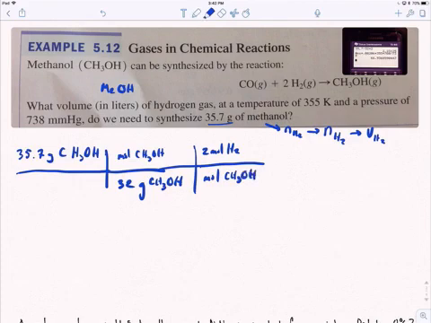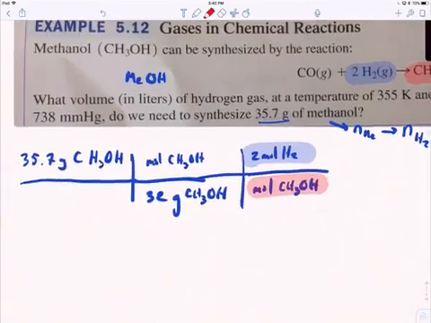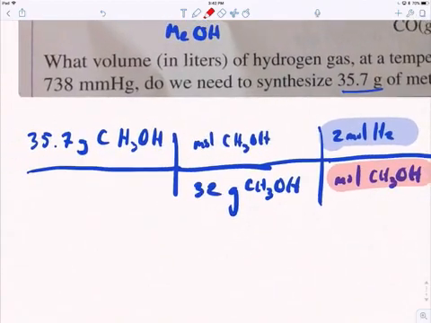And then 2 moles hydrogen per mole CH3OH. I'm getting this step here, not the CO, from that relationship. Well, you see that there, like that. Is everyone okay with this setup so far?